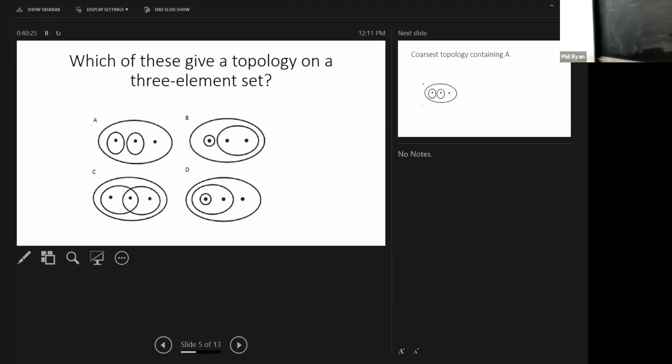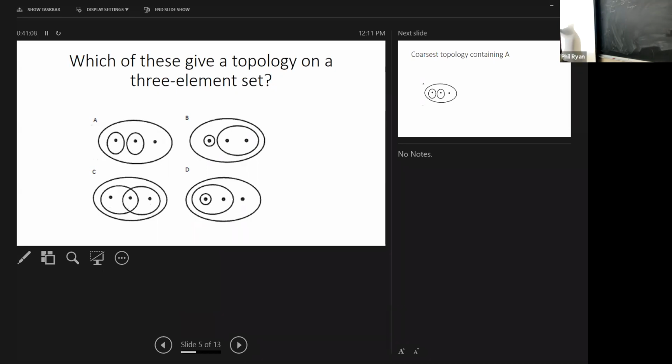Okay, so here I've got a 3-element set. Which of these is a topology? A, B, C, D. Or maybe simpler, which are not topologies? Why is A not a topology? The union is not in our set, right? Which one? A1, the union of these two sets. So these are four different collections of sets. This one here, the open sets are this, this, and the whole thing.